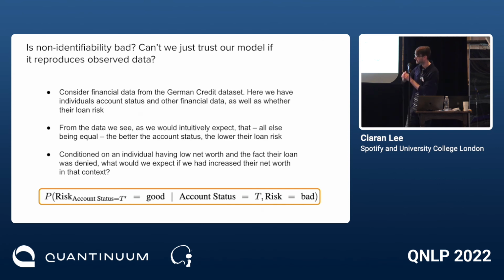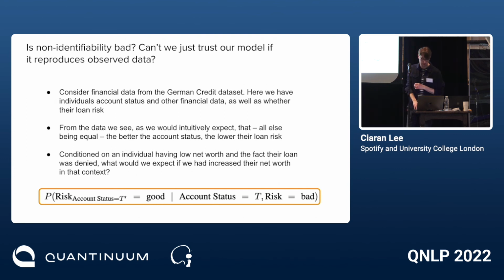And from this data, just looking into it, we see, as we would intuitively expect, all else being equal, the better the account status and how much money is in there, the lower the loan risk. So the more likely that the person will be given a loan. So it seems intuitive. If you increase your account status, your likelihood of getting a loan increases. So we want to now ask the counterfactual question, conditioned on an individual having low net worth and the fact their loan was just denied, what would we expect had we increased their net worth in this context? Feels like their loan probability should increase.